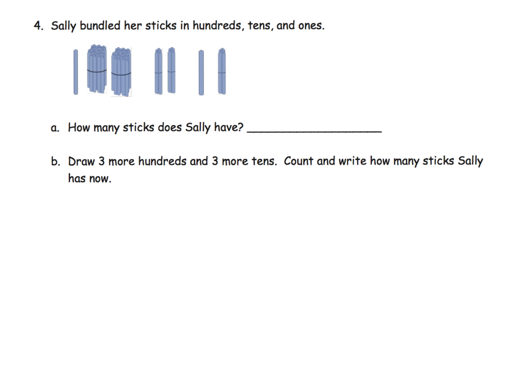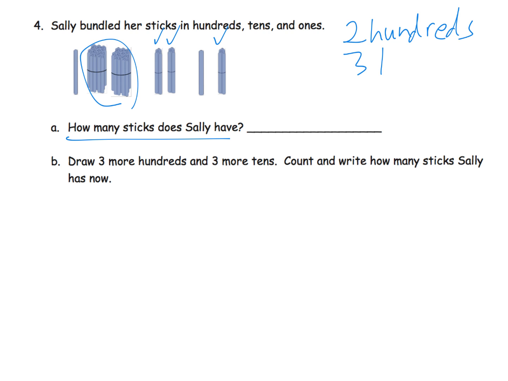And the last one: Sally bundled her sticks in hundreds, tens, and ones. How many sticks does she have? Well, there's 200s, and then, let's see, how many tens? 1, 2, 3 tens. She's got 3 tens, and then it looks like she's got 2 ones, if I'm looking at them correctly. So 2 units or ones. How much does she have altogether? She has 232.